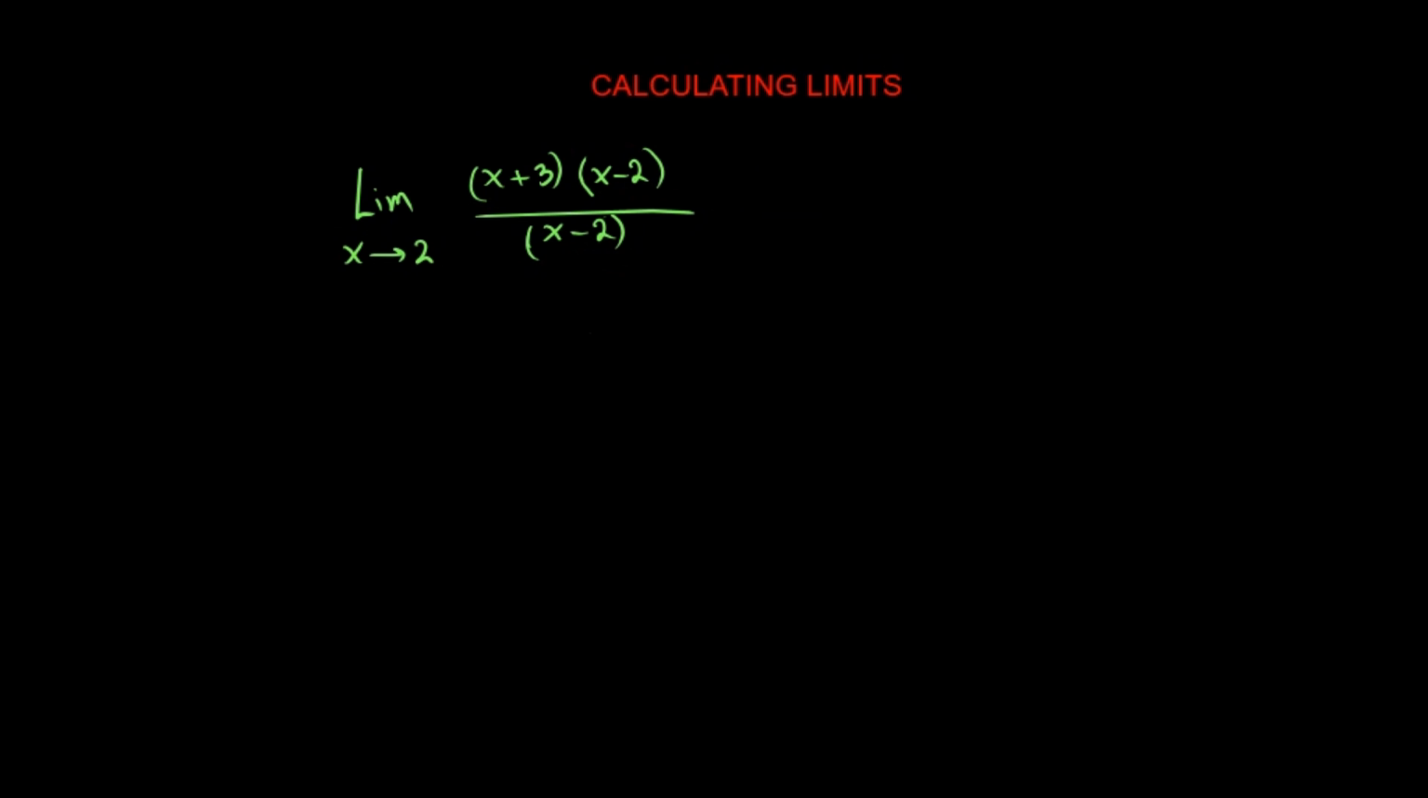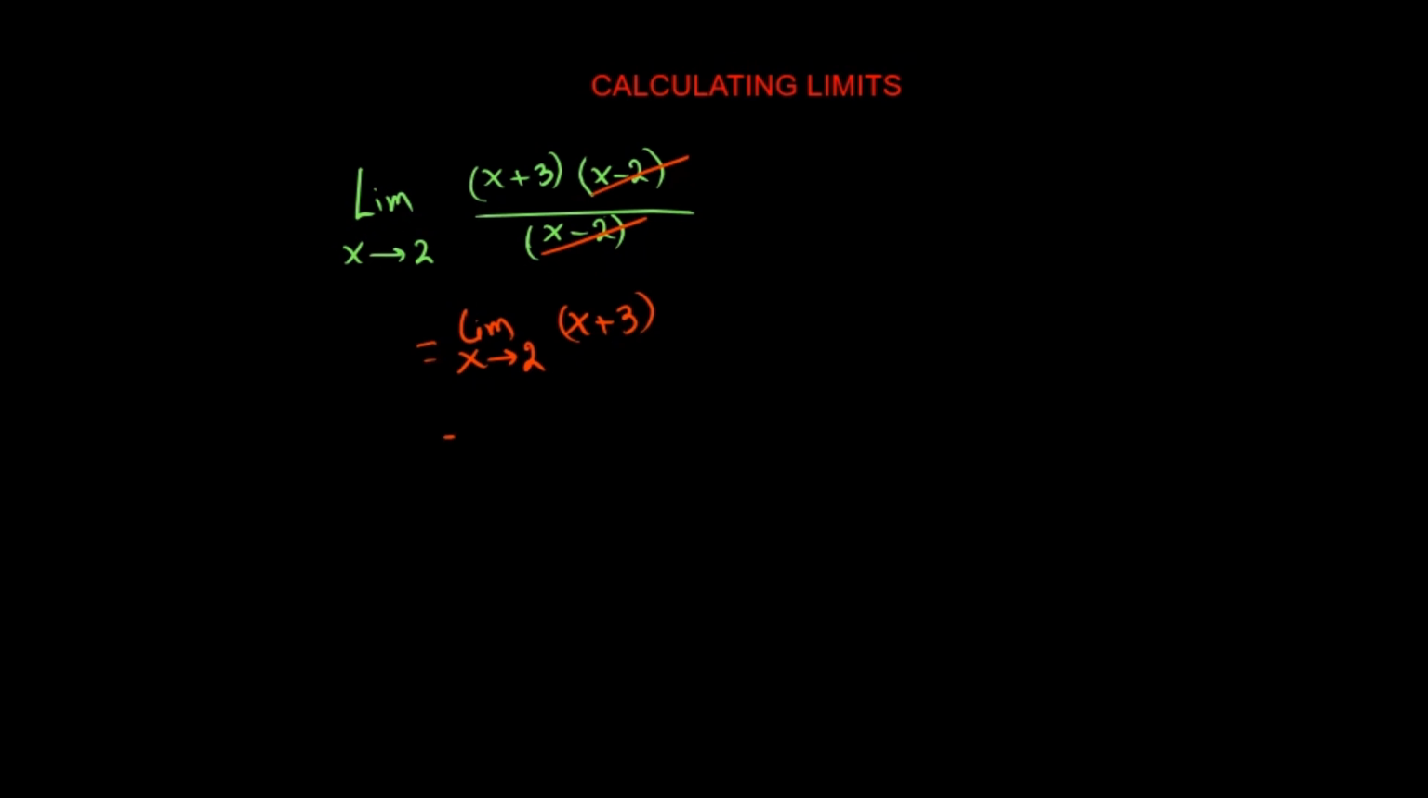If you notice, x minus 2 is in the denominator and in the numerator. So that can be taken as a common factor and we can cancel them out. X minus 2 and x minus 2 can be cancelled out. Now you are left with limit x approaching 2, x plus 3. This expression cannot be simplified any further.